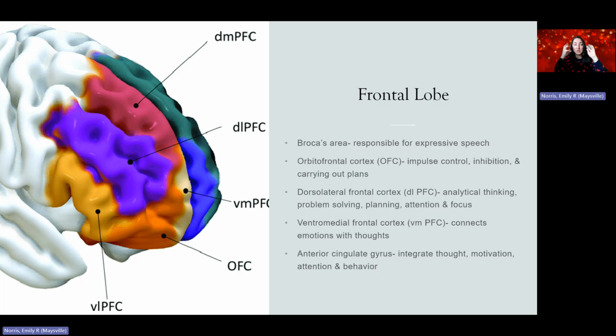You need to actually be able to have your attention and focus on it long enough to process it and be able to do something with that information. So that area of the brain they're actually referring to that does all that is in the frontal lobe. That's why we say in the front of your mind, and it's that dorsolateral frontal cortex. With the ventromedial frontal cortex, this connects your emotions with your thoughts.